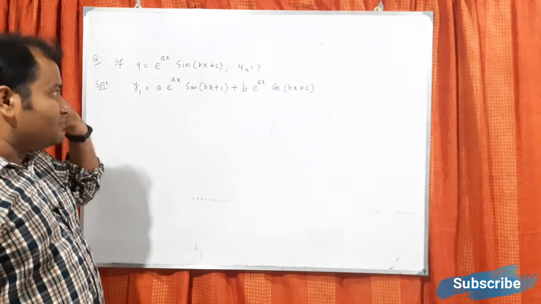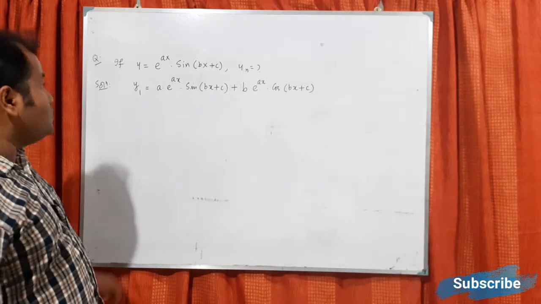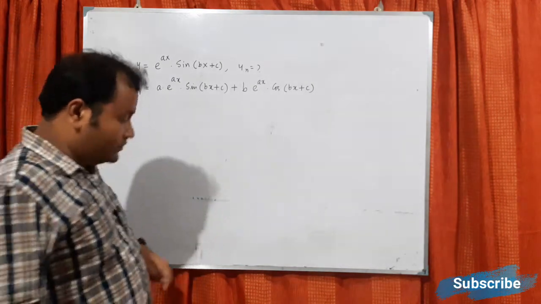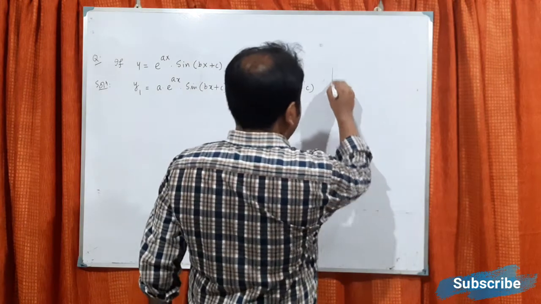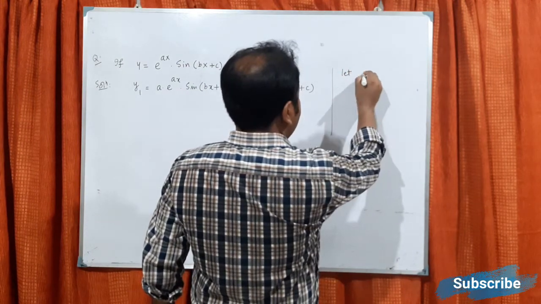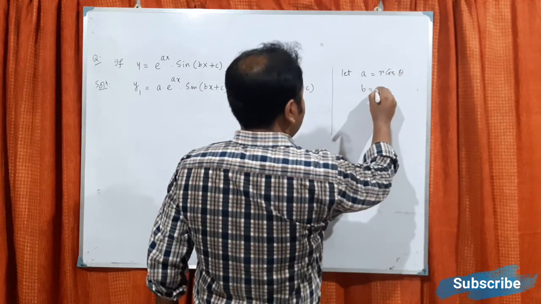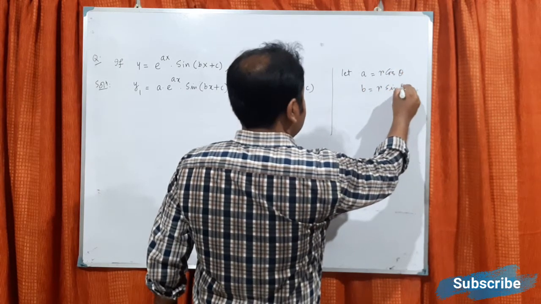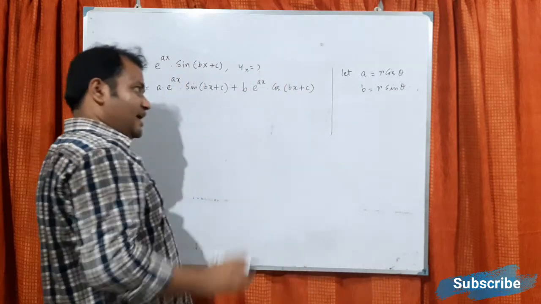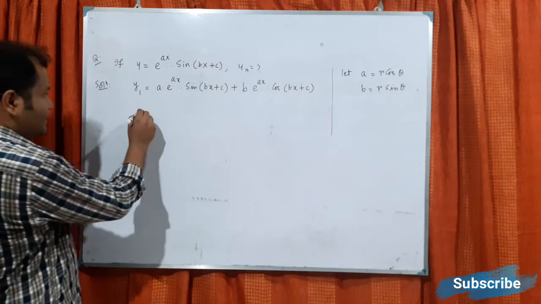Now we know there is some relation between Cartesian and polar form, so we try to apply that one. So what we are doing, let a equal r cos theta and b equal r sin theta. If I just assume that, let us see what will happen.